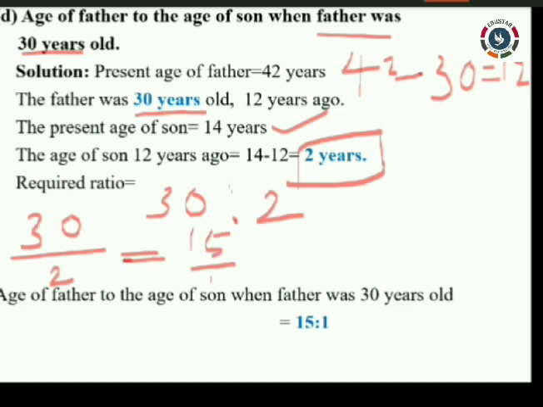So 15 by 1. How will we write a ratio? 15 is to 1. So the required ratio for the age of father to the age of son when father was 30 years old is 15 is to 1.